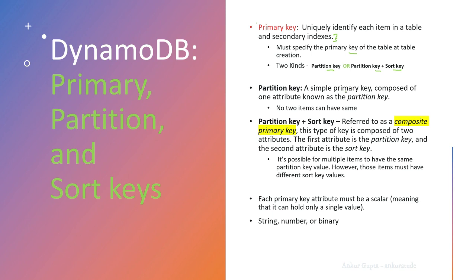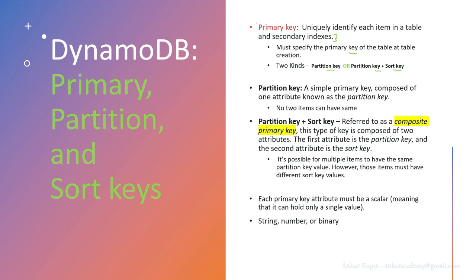It is nothing but a simple primary key composed of one attribute from the item. Now, no two items can have the same partition key. So for example, you have a table for orders in an e-commerce application, then order ID can be a partition key because it is not the same for two items in an orders table.